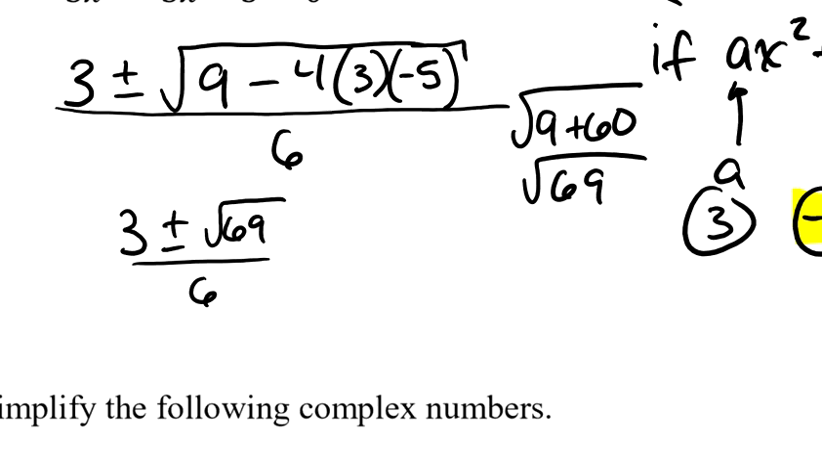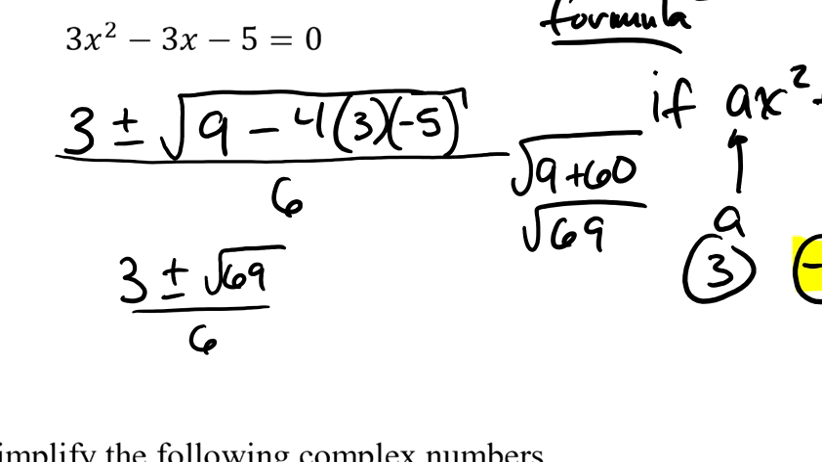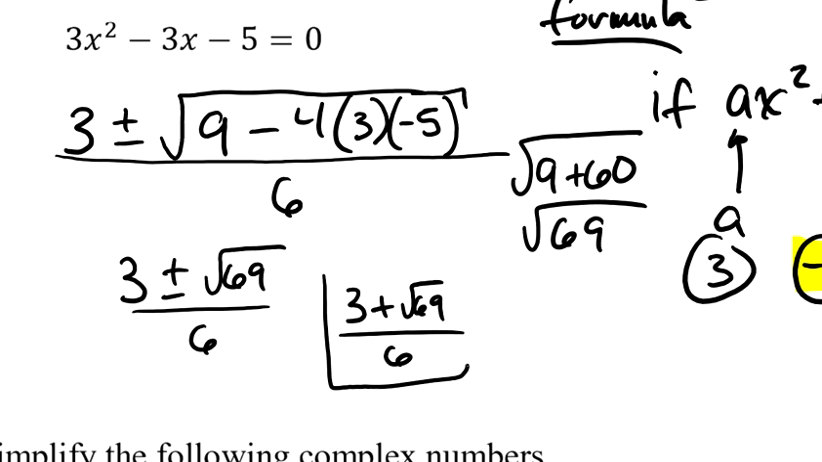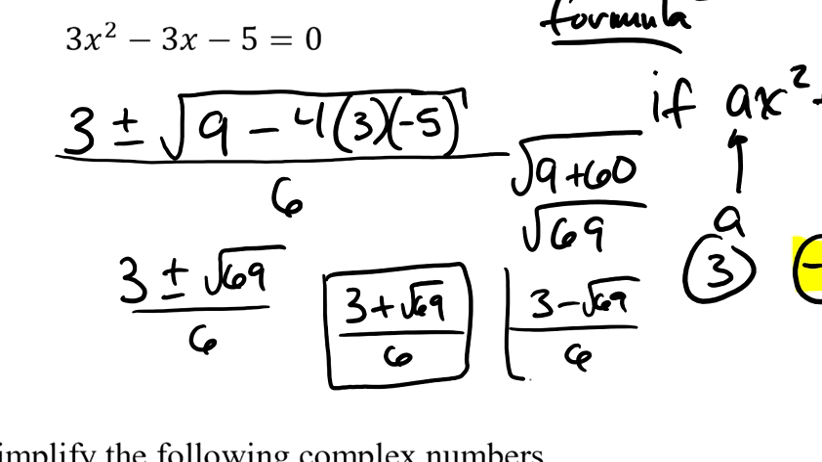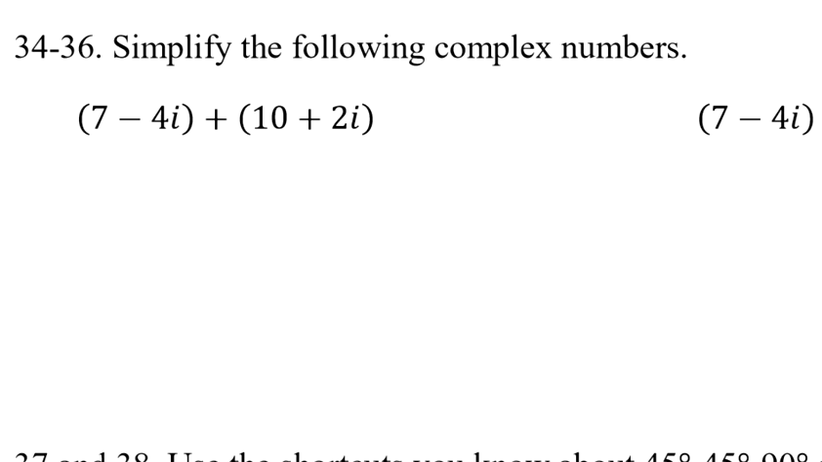So there are two answers here, just so you understand what they are. One of them is 3 plus the square root of 69 and then divided by 6. And the other answer is 3 minus the square root of 69 divided by 6. And if your answer choices were decimals rounded to the nearest tenths, you would want to evaluate those expressions and use those answers.